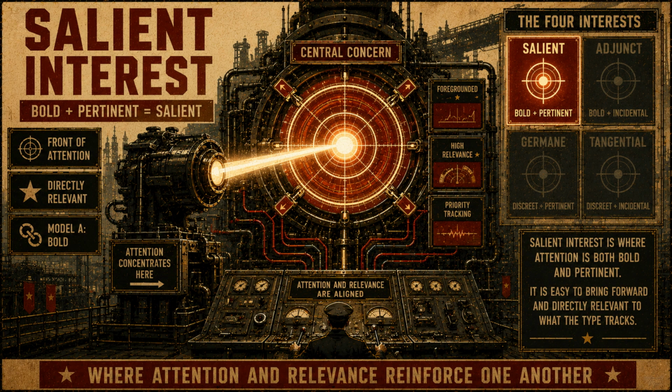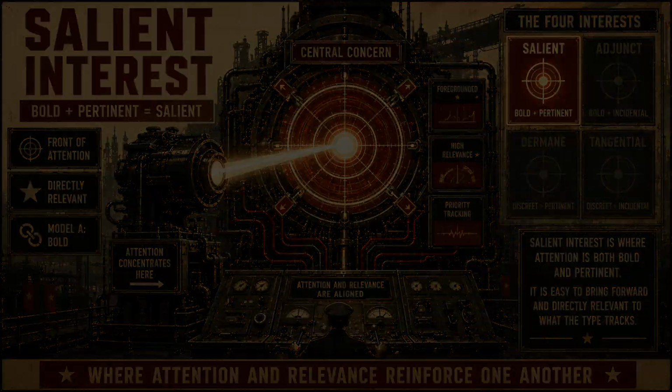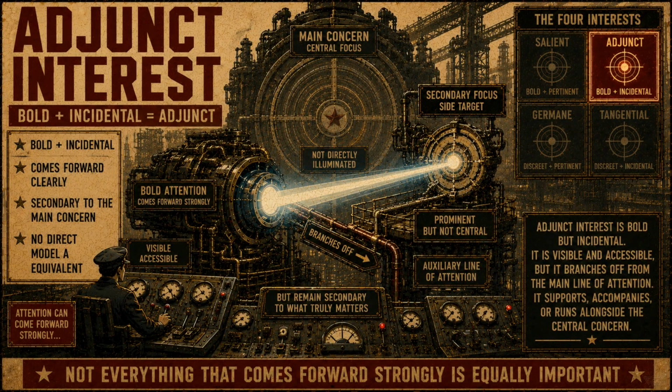These are the places where the type does not have to search very hard to know what matters. The concern is close to the surface. It is not just available, it is foregrounded. In Model A, this is the side of interest that most closely corresponds to the familiar idea of bold functions. But Model L lets us say more precisely why they are bold. They are not only easier to bring forward, they also sit in the zone where attention and relevance reinforce one another. The second interest group is adjunct interest.